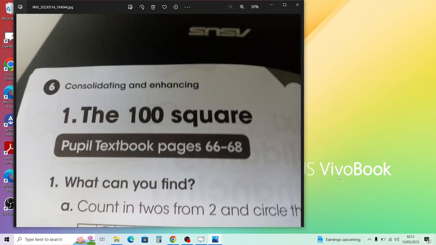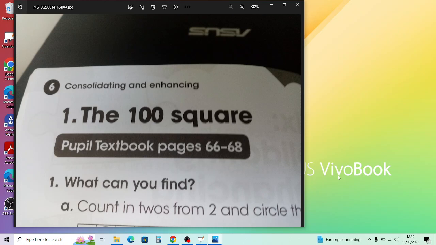And that's here. So the 100 square, and then they've got a 100 square, count in twos from 2 and circle them. So getting familiar with the 2 times tables as well as even numbers. The first one's been done, so 2, 4, 6, 8, and so on. And then they can see the patterns that develop by doing a 100 square. So they have a column of 2s and columns of 4s, 6s, 8s and 10s as well.